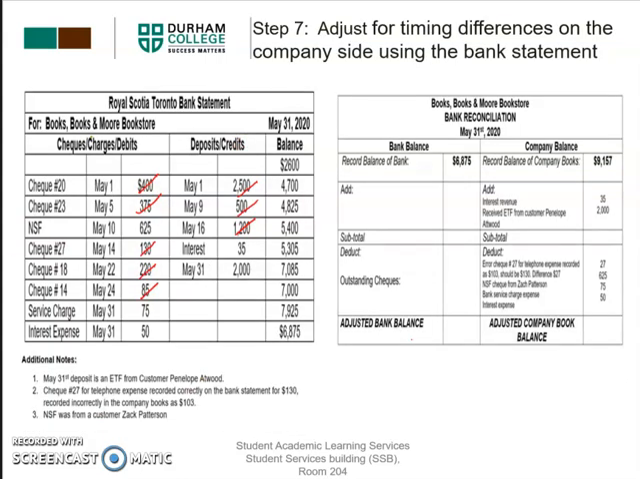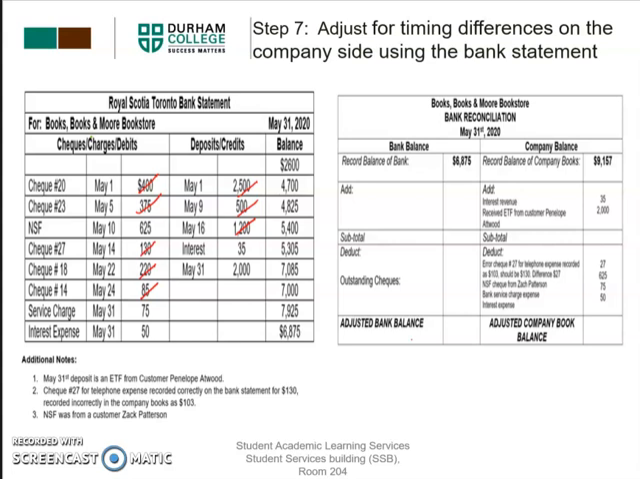Now we need to adjust for timing differences on the company side using the bank statement. Any items that have not been checked off are timing differences. So let's begin. Whatever is on the bank statement that is not on the general ledger, we move it to the company side of the bank reconciliation.